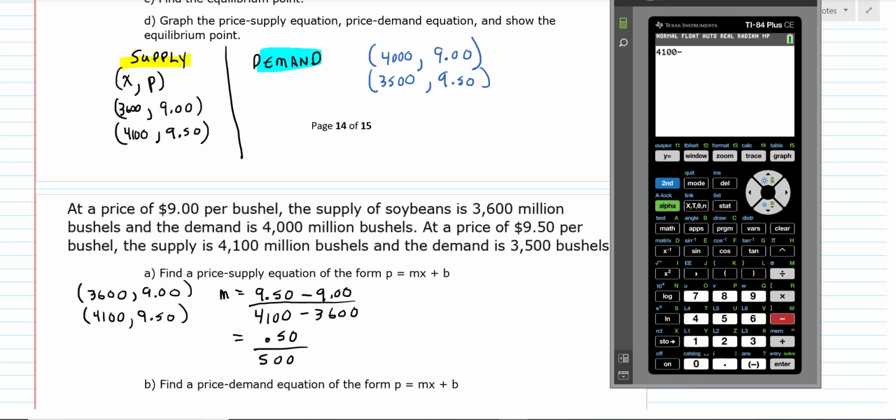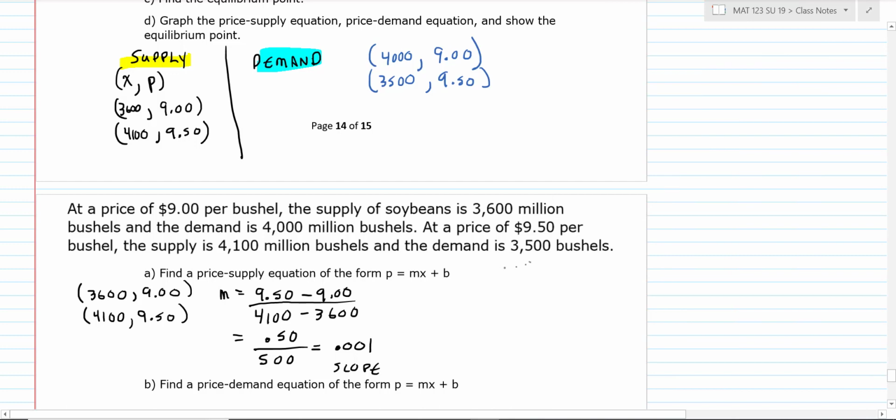Okay, 4,100 minus 3,600, just double checking, that's 500. Okay, 0.50 divided by 500 will give that slope. Let's just leave that in decimal form and write that as 0.001. So that's your slope. Now remember we learned the formula y minus y1 equals m times x minus x1.